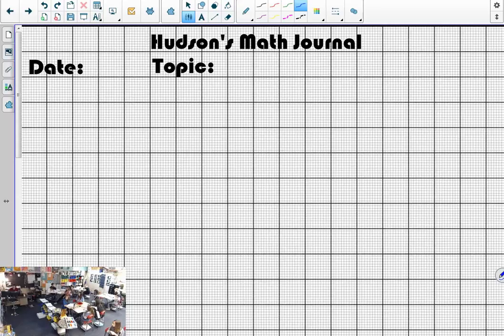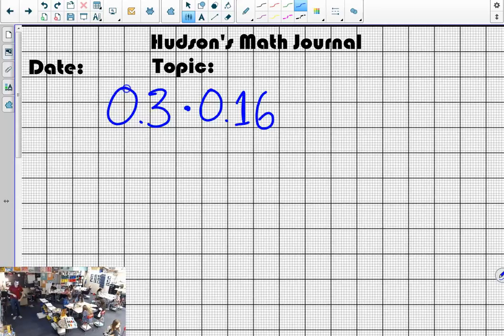Moving on to 68. Try this on your own real quick at your group. 3/10 by 16 hundredths. Show 2 different ways to do this. 2 ways to do this. 1 decimal, 1 fraction. You may still use your hundredths here. But weird, 16 hundredths.